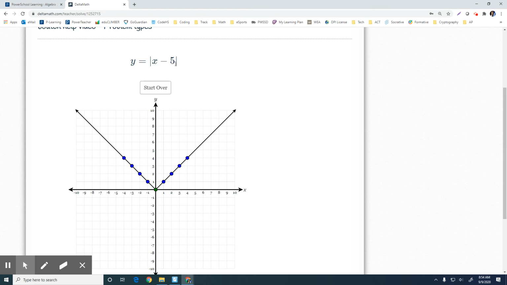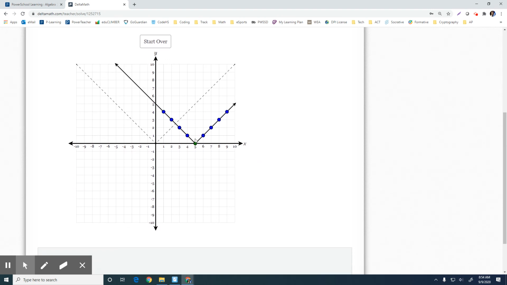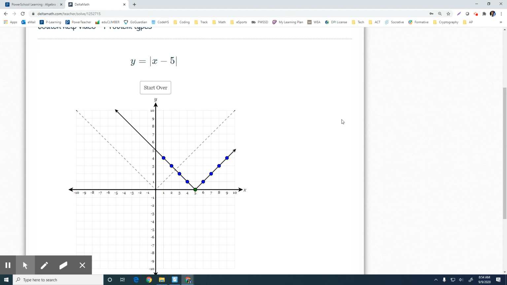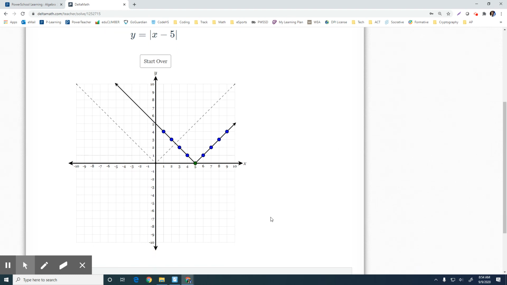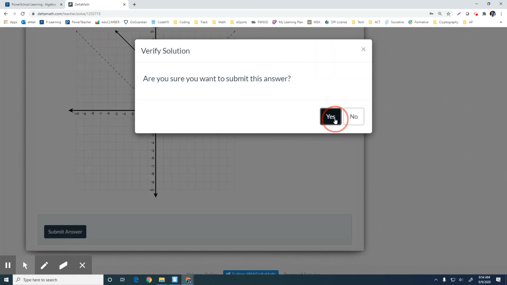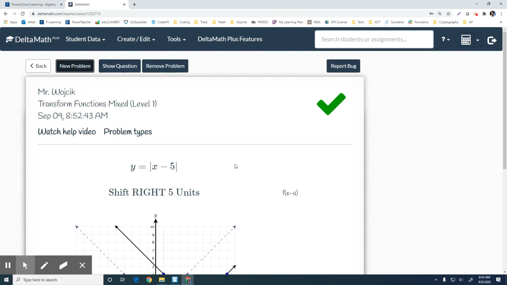So to do those shifts, just like when I was graphing them by hand, we're just going to move the vertex. Grab the green dot right here, and a negative 5 means you want to go right 5. So go right 1, 2, 3, 4, 5. Leave it right there, and this would be the graph of this. You're transforming that basic parent function. Hit submit answer, and you got it.